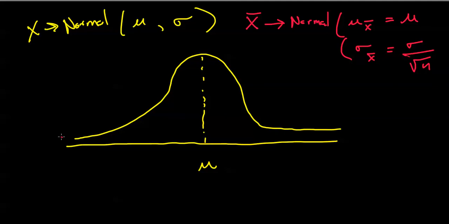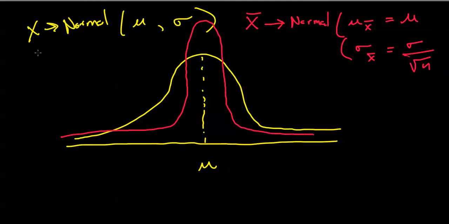In other words, you're going to have a sharper, narrower distribution of sample mean scores. Of course, the yellow curve represents the distribution of X values, and the pink curve represents the distribution of repeated sample mean values. Okay?